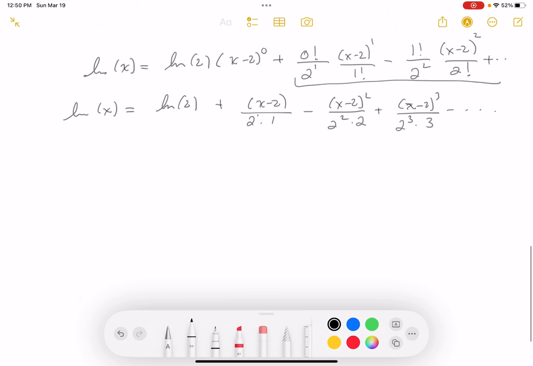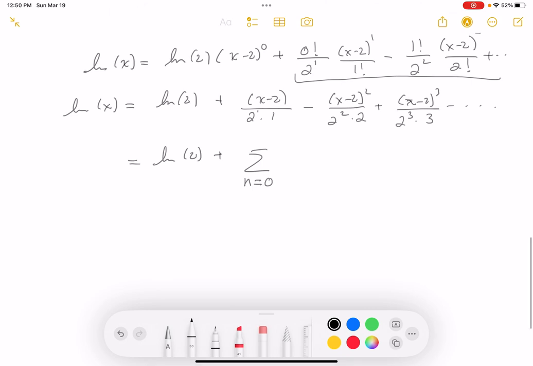I know it's alternating. I think I'm ready to write down the sum, and that's natural log of 2. It looks like a limit, doesn't it? Natural log of 2 plus the sum, n equals, I'm going to start at 0, go off to infinity. And what do I see over here? Well, let's count one rabbit at a time, and let's do the 2 to the power. It's going to be 2 to the n plus 1. I see (x minus 2) to the n plus 1.